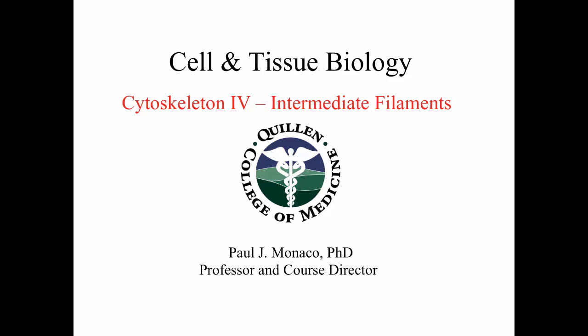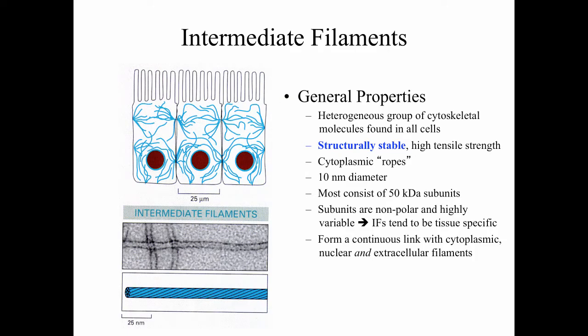This is going to be our final podcast on the cytoskeleton, and here we're going to talk about the intermediate filaments. Intermediate filaments are a heterogeneous group of cytoskeletal molecules. They're found in all cells. Intermediate filaments are structurally very stable. So unlike microtubules and microfilaments, which are dynamic, intermediate filaments are highly stable structures.